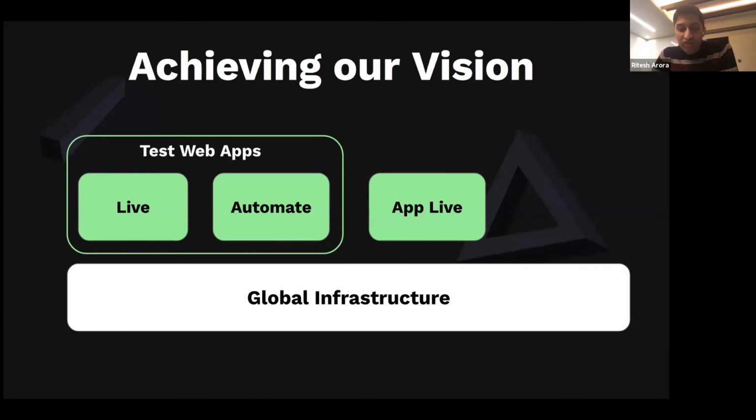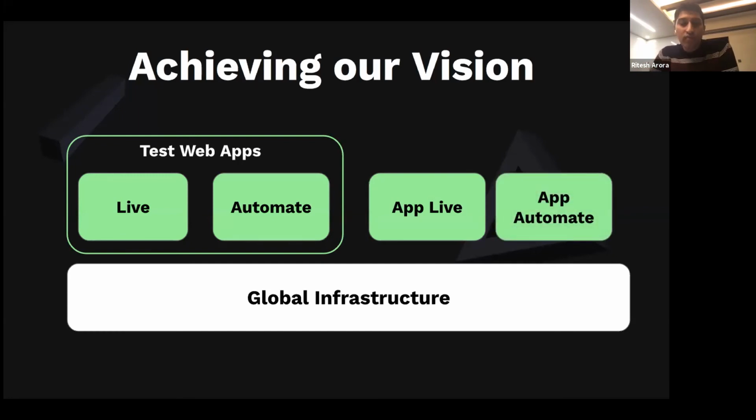Then came AppLive, which is a similar product to Live, but more specialized towards app developers. During COVID-19, this has seen a huge increase and a huge demand, and this is our fastest growing product in our lineup. And then comes App Automate, which is kind of similar to Automate testing, but more tailored towards app developers, enabling them to test their apps with speed and large scale in their CI/CD environments.